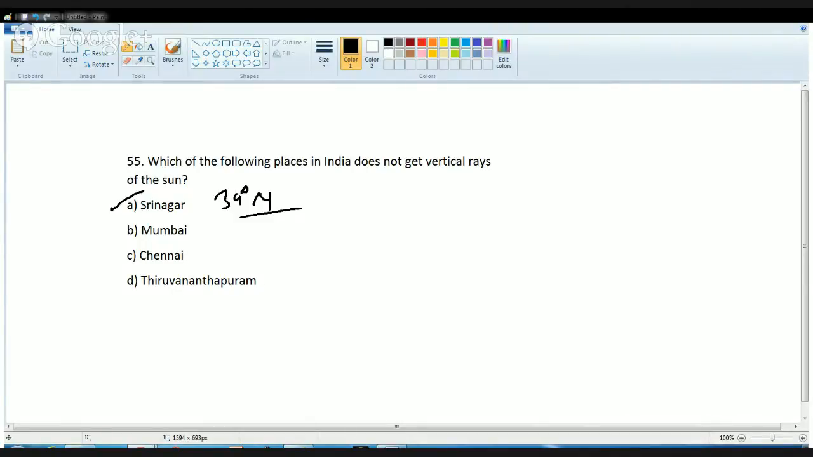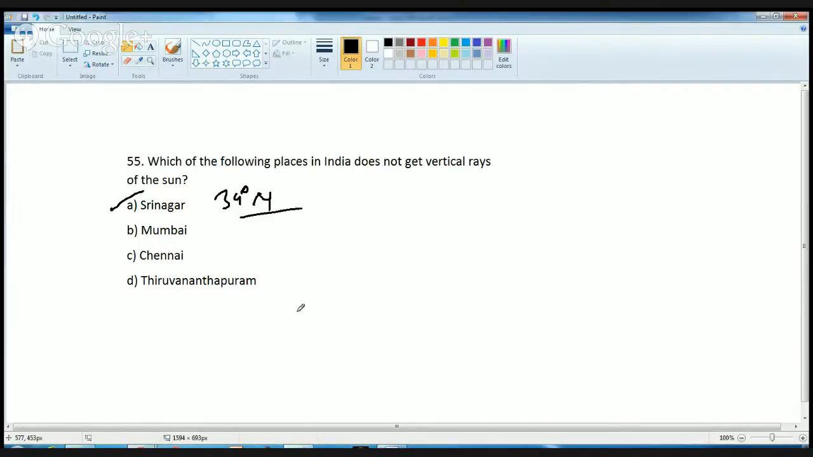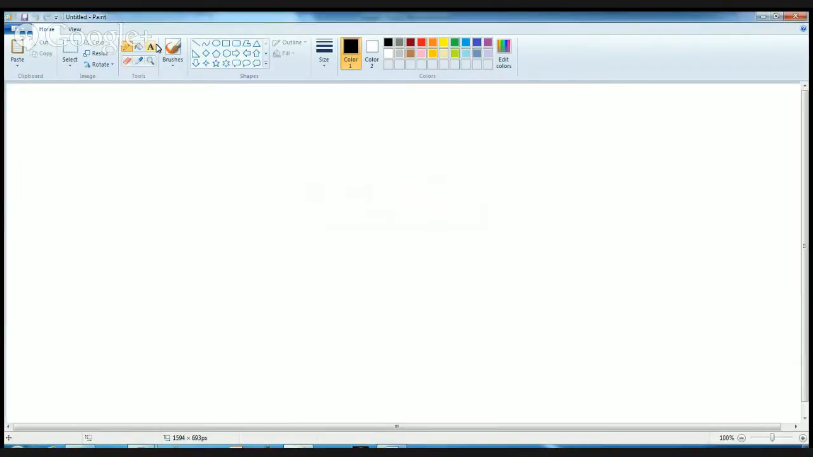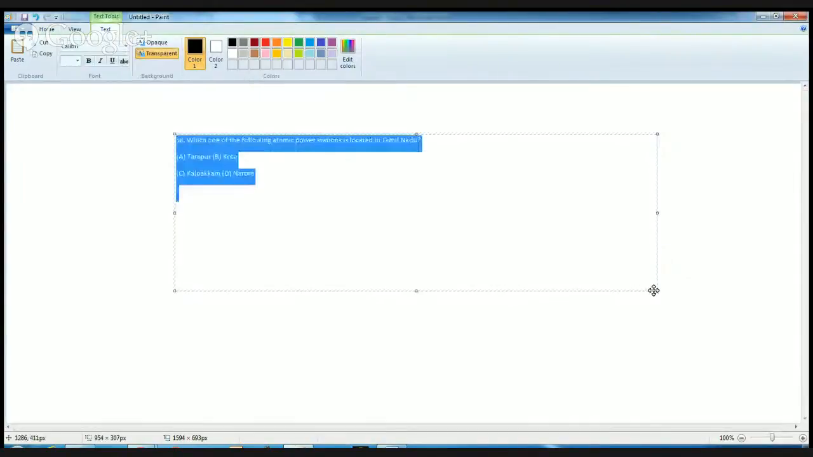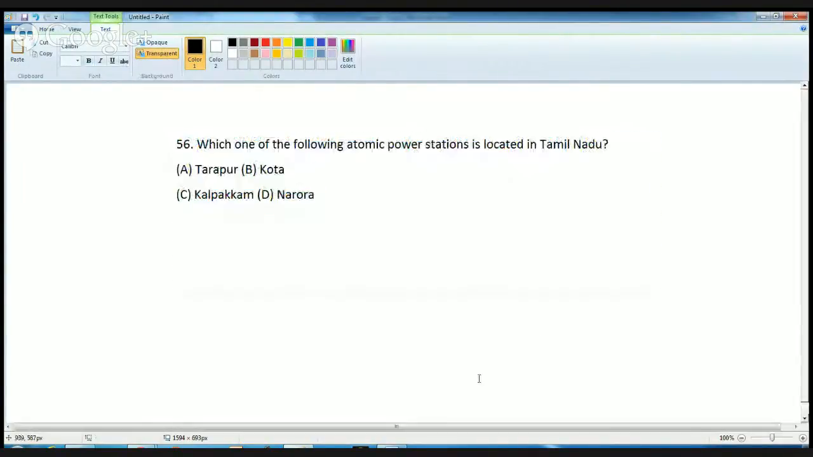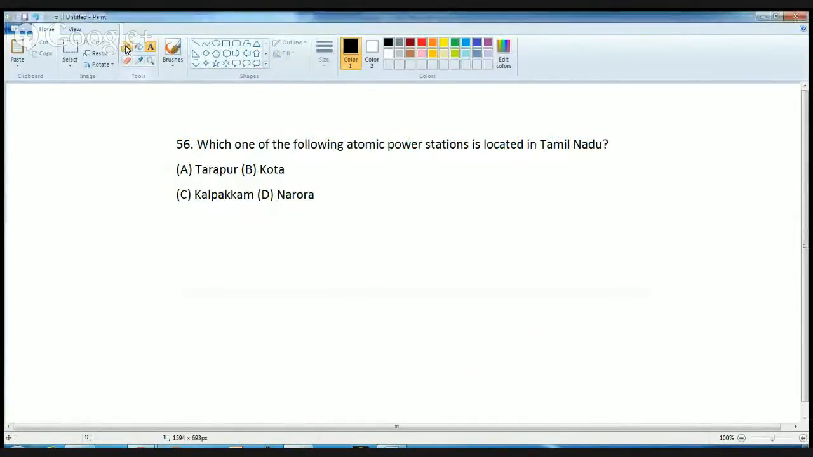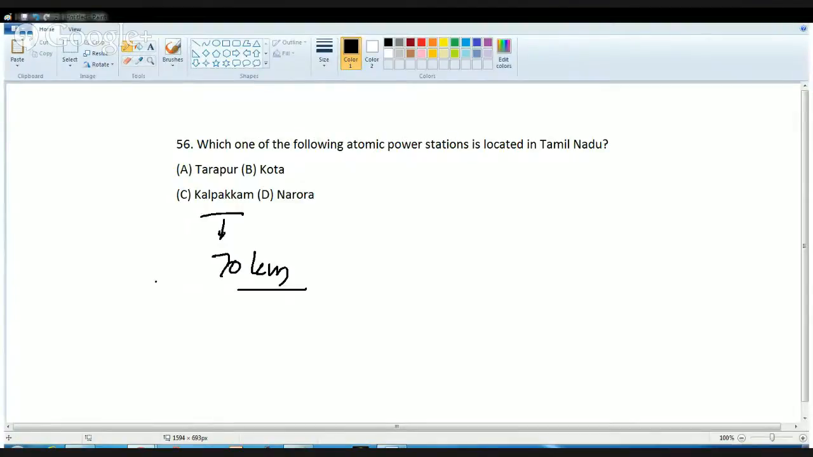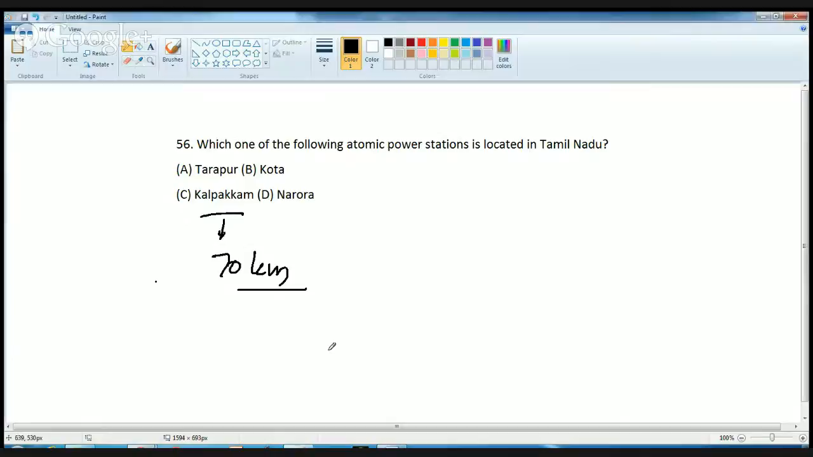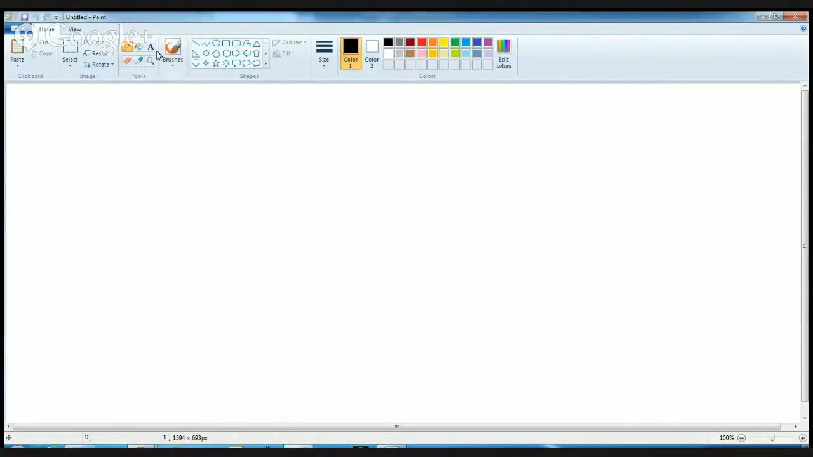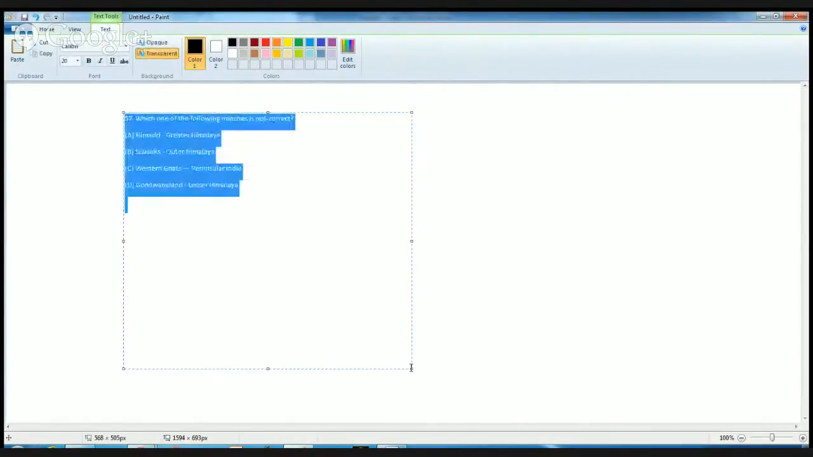The next question is, which of the following atomic power plants is located in Tamil Nadu? The correct answer is Kalpakkam. So Kalpakkam is a power station located around 70 kilometers south of Chennai, and it is the main center of atomic power energy. So this is again a direct question. Most of the questions in this section that we are discussing today are direct.